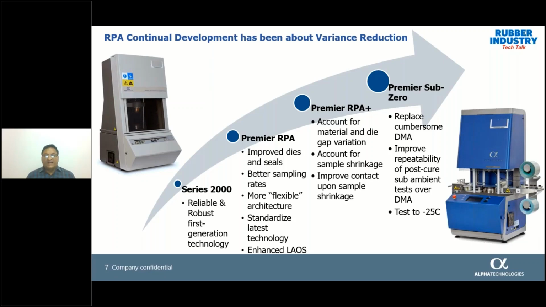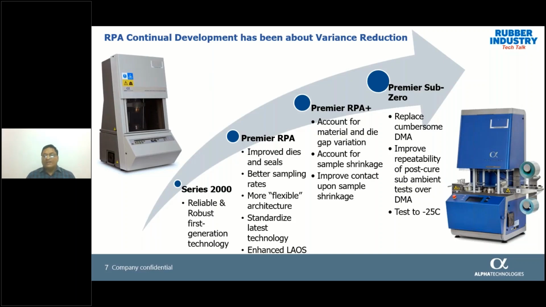LAOS is large amplitude oscillatory shear, and our third development was Premier RPA Plus. It accounts for the material and die depth variation, accounts for the sample shrinkage, and improves on sample shrinkage. And the latest launch is Premier Sub-Zero technology, which is aimed to replace cumbersome DMA testing and improve reliability of post-cure subtest over DMA, and it can go down to negative 25 degrees centigrade.